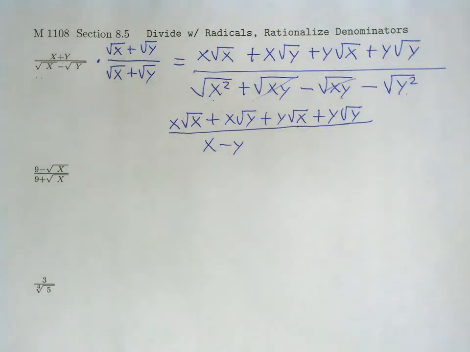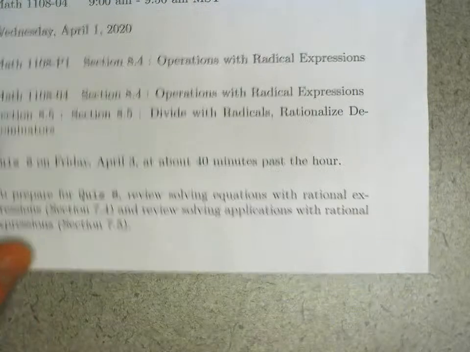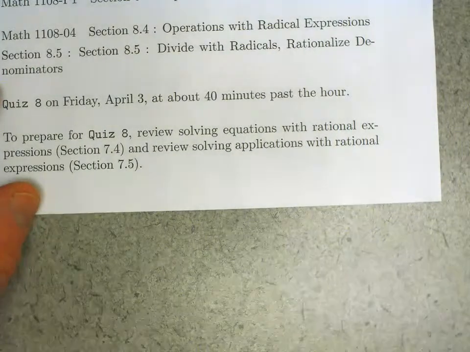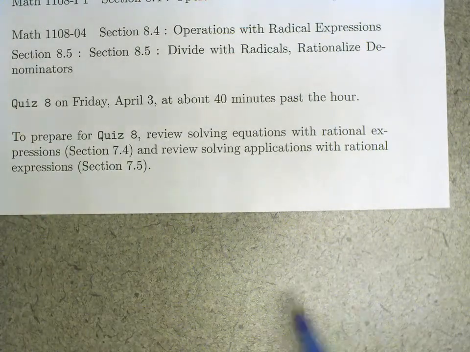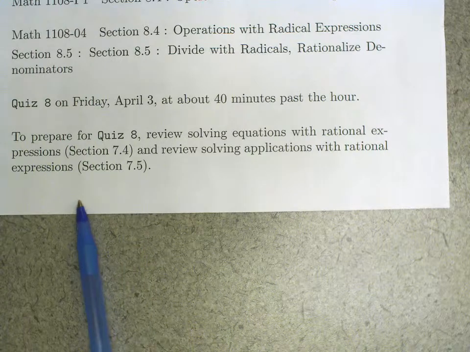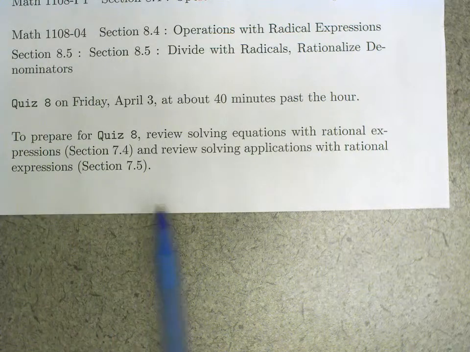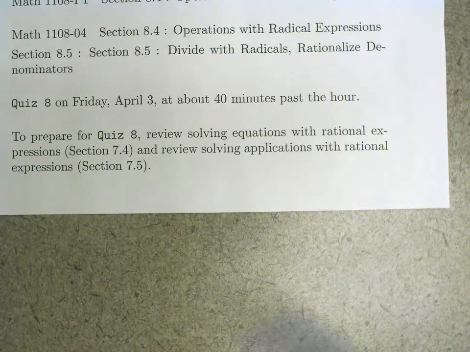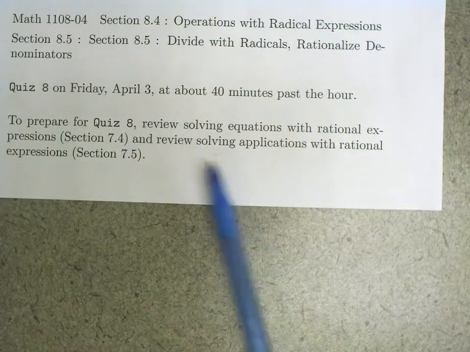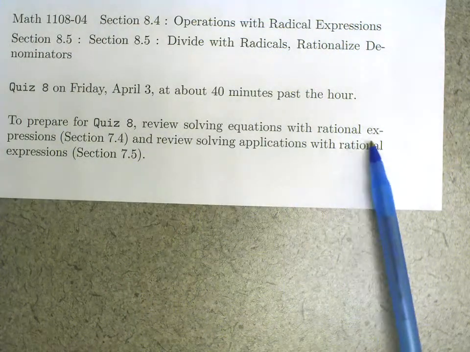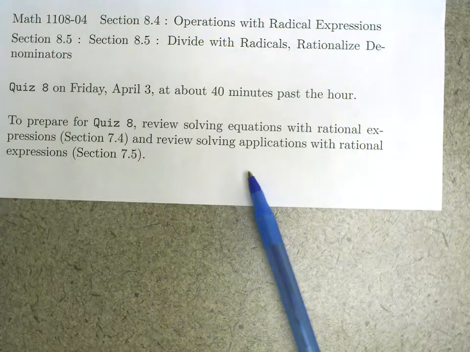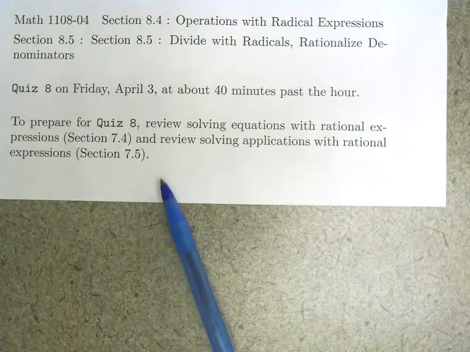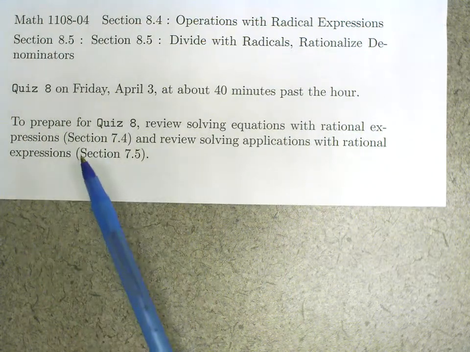Just as a reminder for Friday's quiz, I'm going to email the PDF, and you'll have 20 minutes to finish it, and then email the finished quiz back by replying to the email that I sent. But you can review solving equations with rational expressions and also review solving applications with rational expressions. Those are from 7.4 and 7.5.